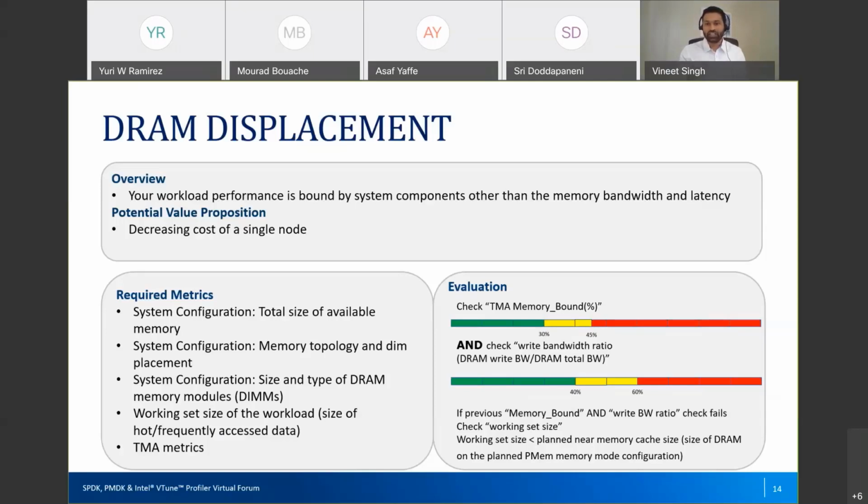So if these checks fail for you, what you need to do is check the working set size. And if that working set size, the size of hot data, fits in your near memory cache, the size of DRAM that you plan for your memory mode system, you will still be good to go for PMM and the performance will be comparable to a DRAM only system.